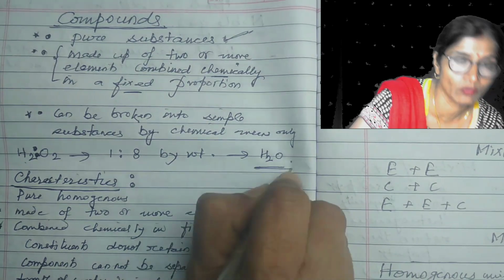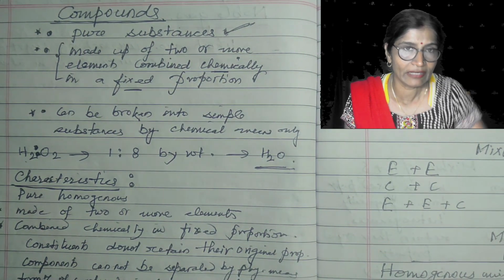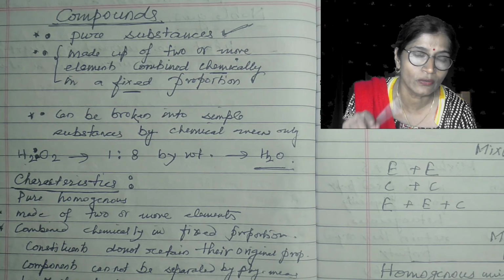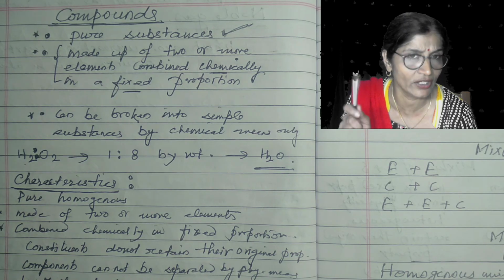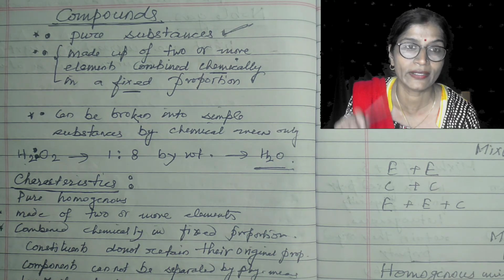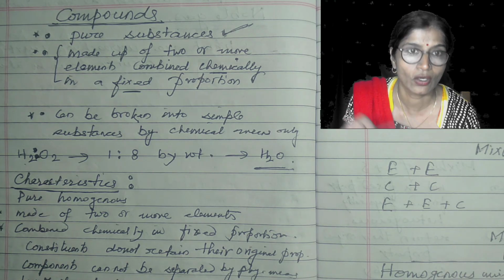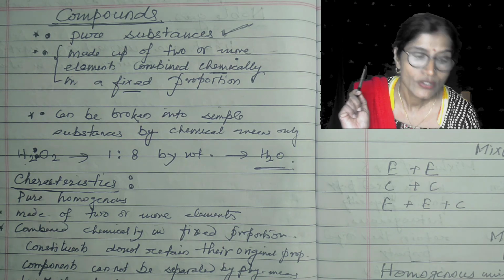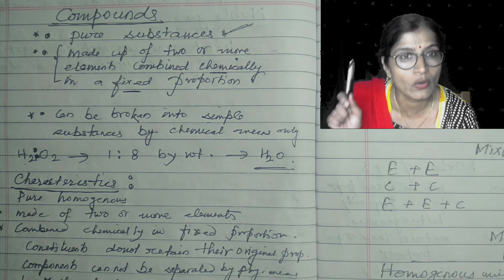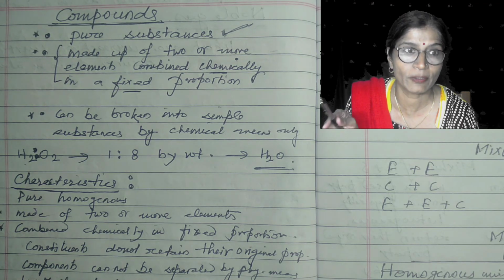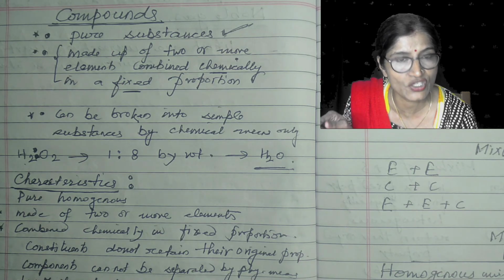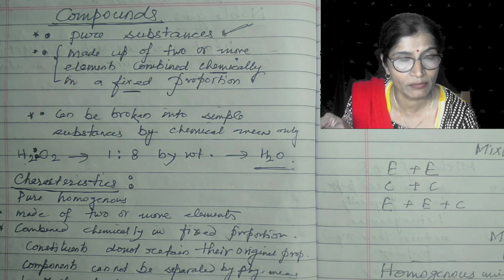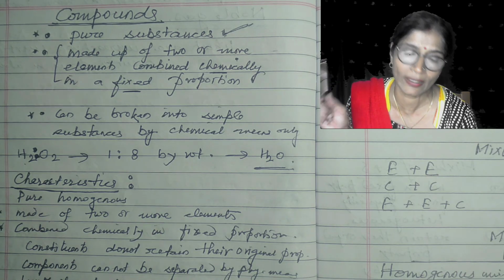Now, if I want to break the water into hydrogen and oxygen, I cannot just pick out the hydrogen molecules or filter them. It's not possible here. To separate water into hydrogen and oxygen, I think you know, you have to carry out the electrolysis process. That is an electrochemical, that is, a chemical means by which I can separate water into hydrogen and oxygen. So compounds are pure substances made up of two or more elements combined chemically in a fixed proportion, and they cannot be broken down into simple substances by physical means. They can be broken down only by chemical means.